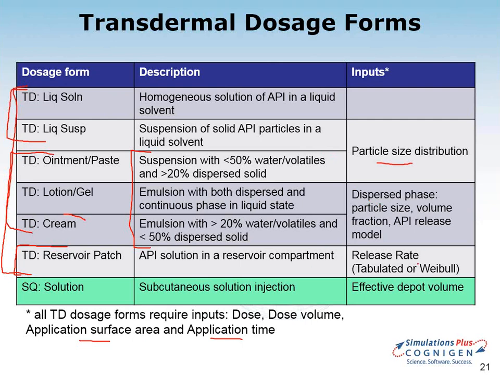And for the reservoir patch, of course, you need to define a release profile, which, just like with our controlled release formulations for standard PO doses, could be defined as a tabulated or a Weibull function. And this is not really a transdermal dosage form, but we have included it along with the dermal module for the subcutaneous administration. Right now you will have an option to do a subcutaneous injection of a solution. And here the additional parameter is the effective depot volume, or the volume into which the injected solution initially distributes in the tissue.